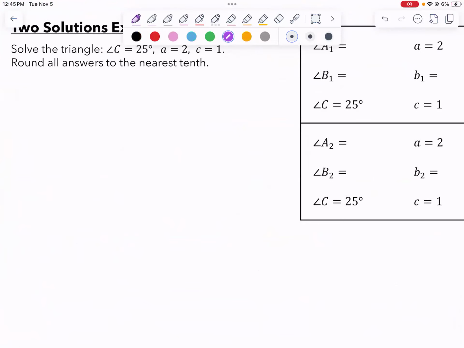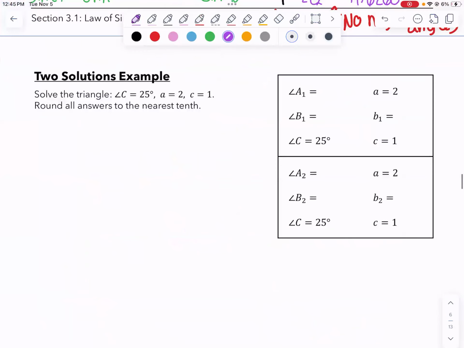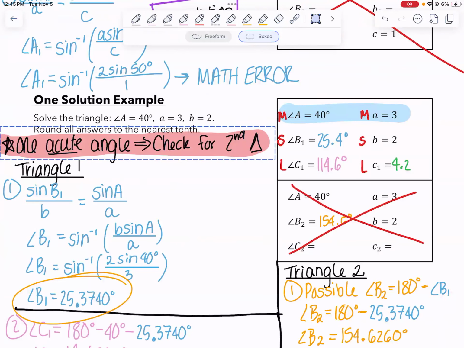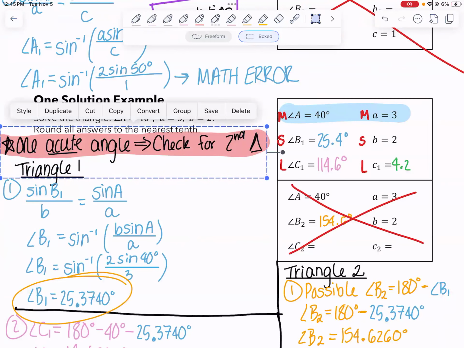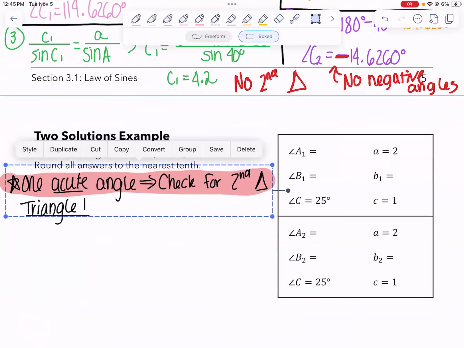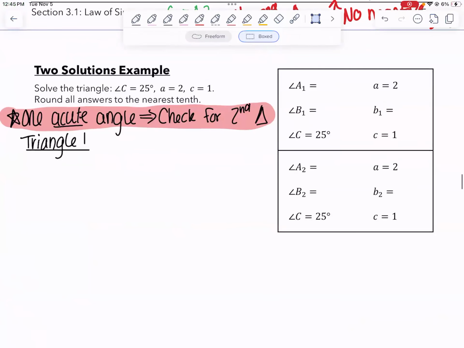All right, 2 solution example. You are starting with one acute angle. That means you need to check for a second triangle, and I am lazy, so I'm going to just copy this, duplicate, come on down here. One acute angle, check for a second triangle. All right, so we'll start with triangle 1. We know everything there is to know about C, and we know half of A. That means we're going to be solving for angle A1 first, right?